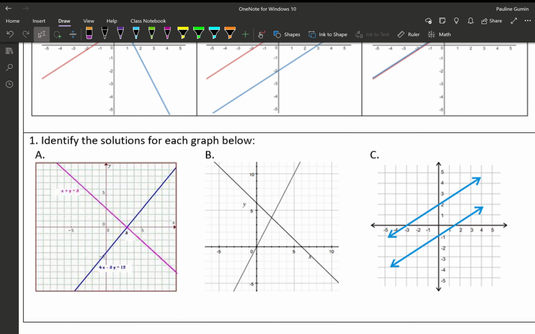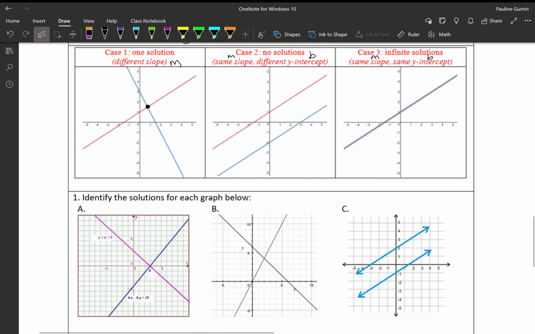So let's take a look at these 3. Letter A, how many solutions does that have? Letter A has one solution. And it looks like it's at 3, 0. Letter B. Letter B also has one solution. And it looks like that's 2, 4. Letter C, parallel lines, no solution.